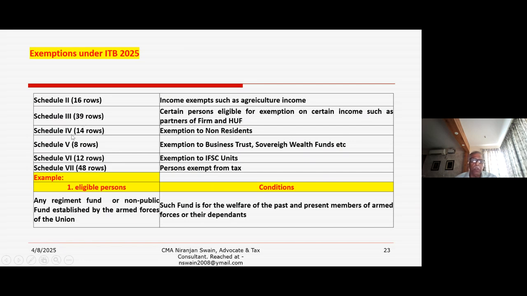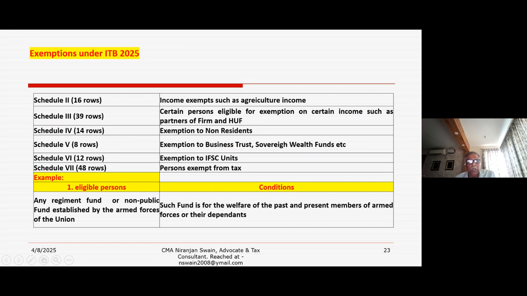Similarly, Schedule 4, 14 rows, exemption for non-residents. Schedule 5, 8 rows, exemption to business trust, sovereign wealth fund. Schedule 6 is 12 rows, income of IFSC units. Schedule 7, 48 rows, persons exempted from tax. So Schedules 2, 3, 4, 5, 6, 7 are grouped and given in a tabular form, whereby which income or which receipts are exempted has been categorically mentioned.